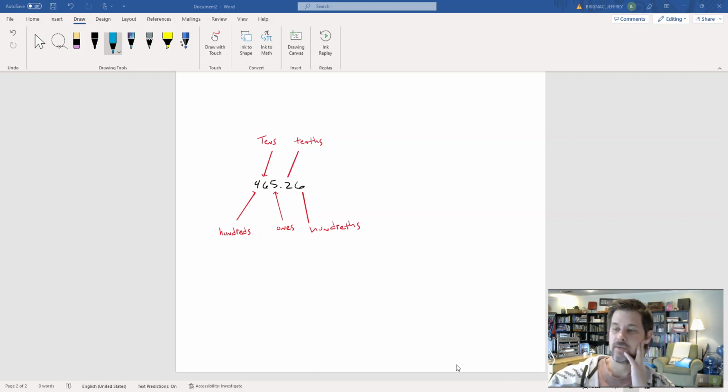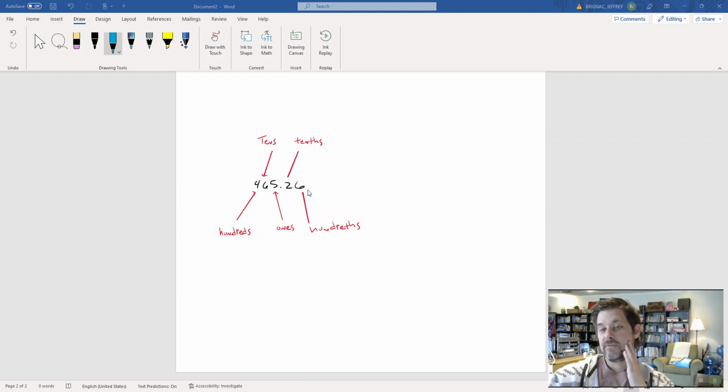Before I start talking about rounding, let me say something about numbers in general. Numbers have place values. So in this number 465.26, the 4 is in the hundreds place, the 6 is in the tens place, the 5 is in the ones place. After the decimal point, the 2 is in the tenths place and the 6 is in the hundredths place, and so on. So every digit in a number has a place value. If this was money, you could assemble this amount if you had four $100 bills, six $10 bills, and five ones. It's another way to think about it.